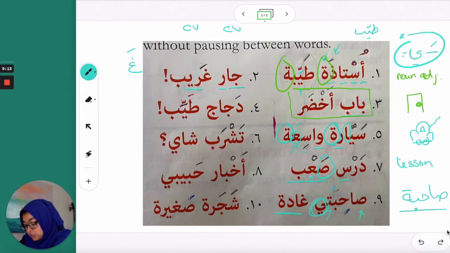Good. Gharib means strange or stranger. So strange neighbor. Weird neighbor. That's why there's an exclamation point. Okay, now let's do the next one.